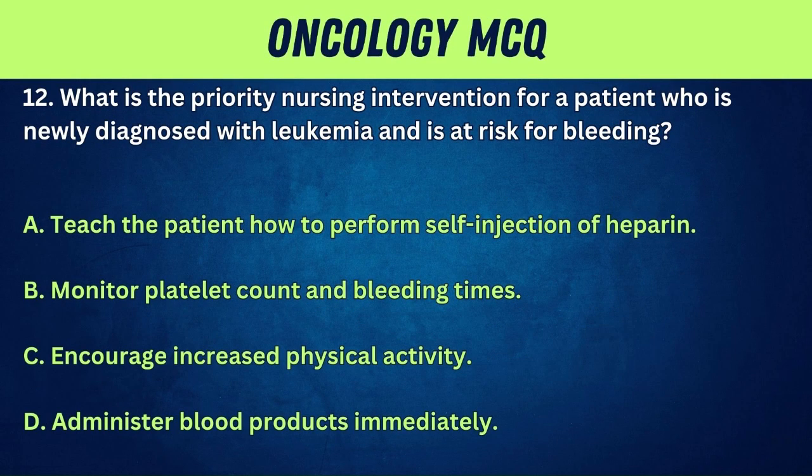12. What is the priority nursing intervention for a patient who is newly diagnosed with leukemia and is at risk for bleeding? A. Teach the patient how to perform self-injection of heparin. B. Monitor platelet count and bleeding times. C. Encourage increased physical activity. D. Administer blood products immediately.